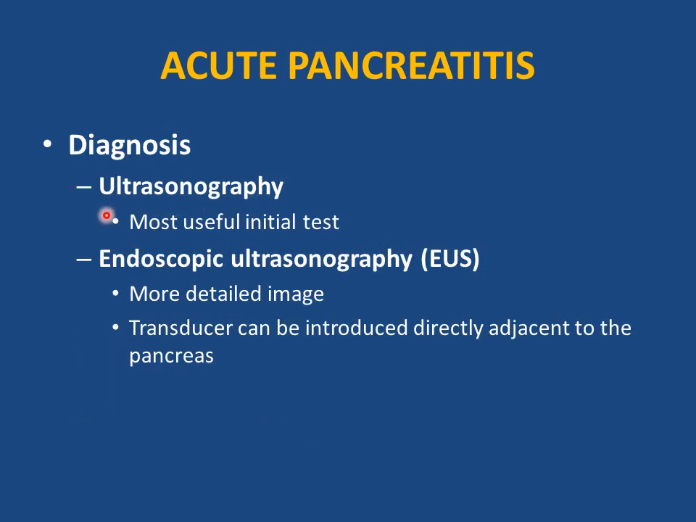Ultrasonography in acute pancreatitis is the most useful initial test. Another method of diagnosing pancreatitis: endoscopic ultrasonography. With endoscopic ultrasonography, you will obtain a more detailed image. The transducer can be introduced directly adjacent to the pancreas.